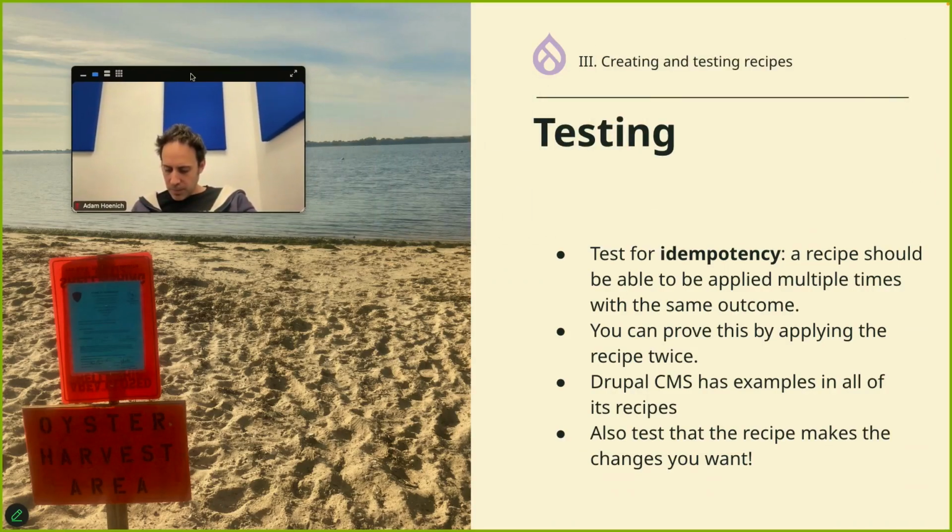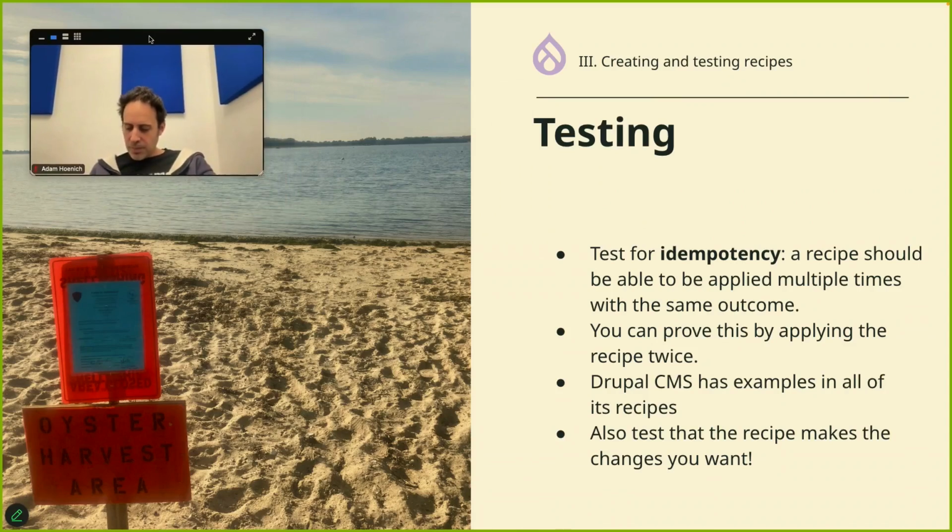Testing. We talked about testing for idempotency, and a simple PHPUnit kind of test is to just apply the recipe twice. That's how you know it's idempotent. We do have an example in Drupal CMS of a PHPUnit test that does apply the recipe twice. So there is a functional example of a functional recipe there.